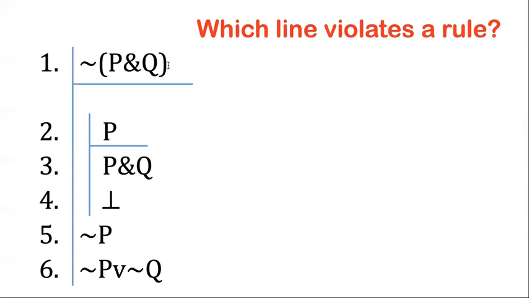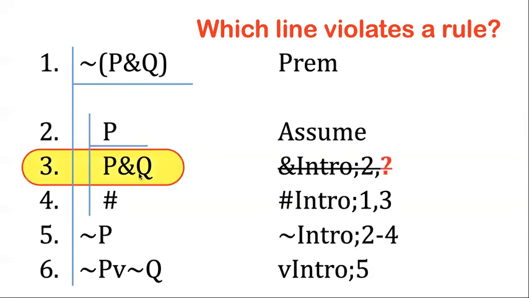Line number 1, that's no problem. We can just write premise and that's going to check out fine. Line number 2, write assume, that's going to check out fine. But wait a minute, how are we getting line 3 here? This makes no sense. I can't just add another conjunction. I need to know P and I need to know Q in order to put P and Q together. That holds a lot of information. That's quite different from disjunction.